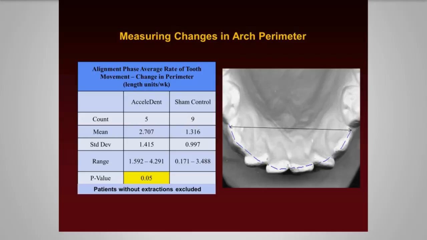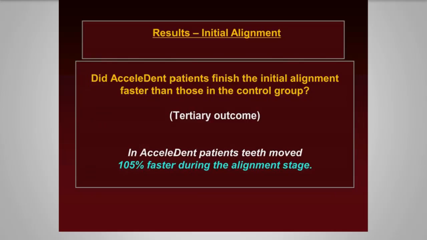Little's index is a great methodology to measure things such as the alignment and the extent of decreasing and relieving the crowding, but it was not appropriate for the study of tooth movement. So we used the arch perimeter, and we had to decrease our sample, excluding the patients without extractions, taking only extraction patients, a small sample. But in spite of the small sample, the difference was still over twofold in the Acceleradent patients aligning teeth faster at 0.05 p-value, and that was 105% faster during the alignment stage.